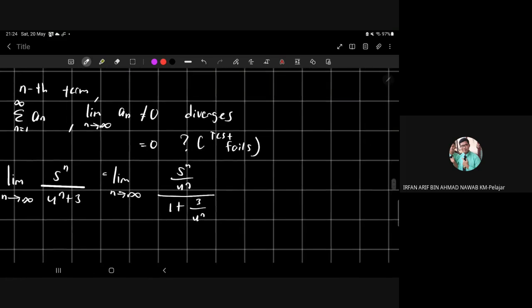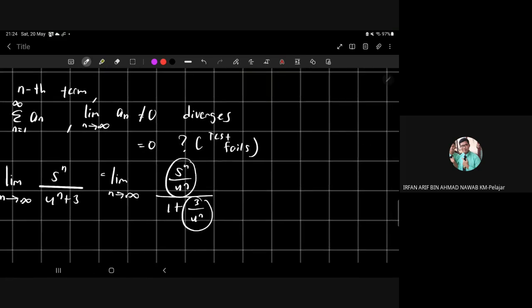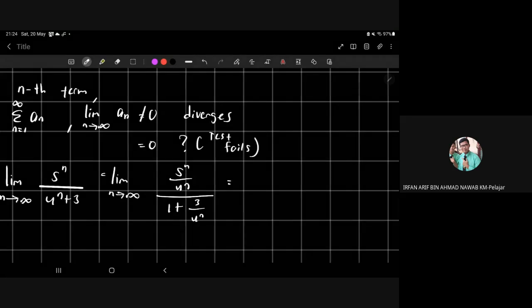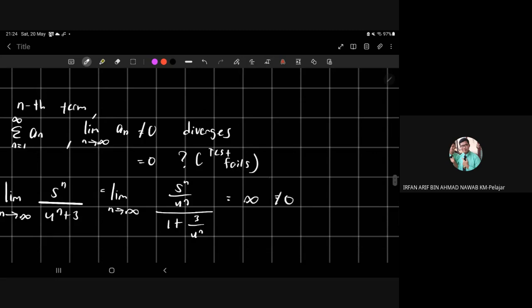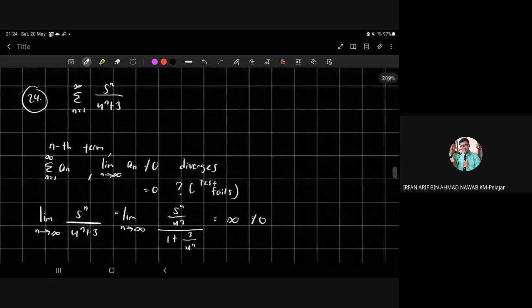As you can see, this term approaches 0 because the denominator becomes larger, so the whole term approaches 0 in a way. And we know that the numerator here approaches infinity because it's larger than 1, so it approaches infinity as it becomes larger. So this whole term approaches infinity, so this is not equal to 0. So from here we could see that it diverges.